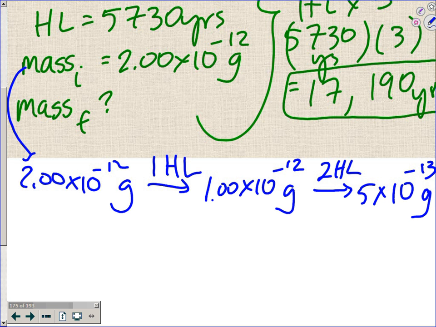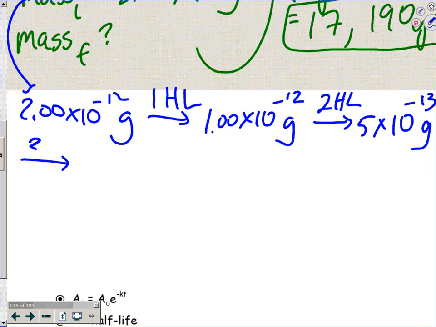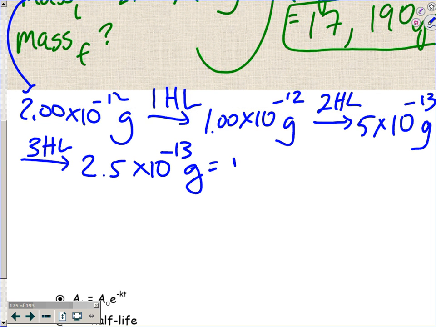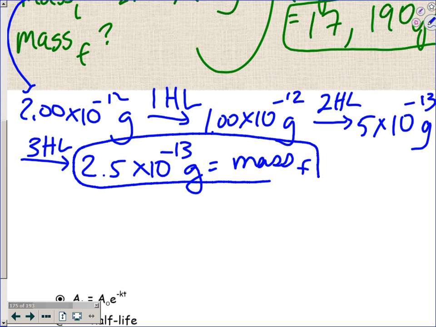Okay, so that's 1 half-life passed, we cut it in half. A second half-life passed, we cut it in half. A third half-life passed, and then we cut it in half. What is that? 2.5 times 10 to the negative 13 grams. And this is mass final for carbon-14 after 3 half-lives have passed. Which, how long was 3 half-lives again? That many years, right? So that's how much would be left.